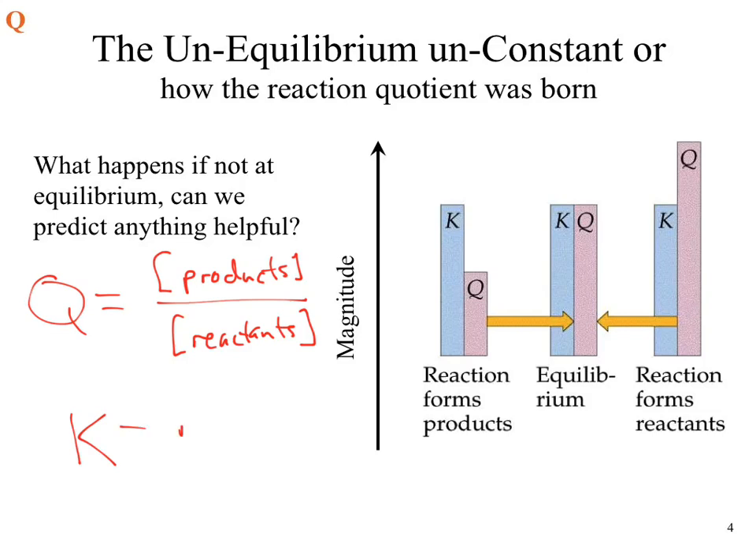Okay, same idea, products over reactants. Let's say that Q was a bigger number than K. Whoops. So mathematically what we're saying, Q bigger than K. How does that value get bigger than the equilibrium constant? What has to happen? The concentration of products has to be greater when we calculate Q than when we calculate K.